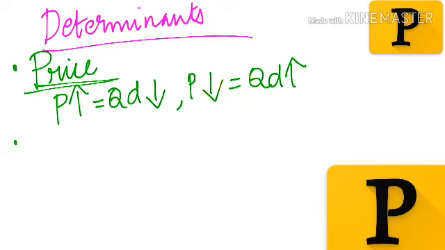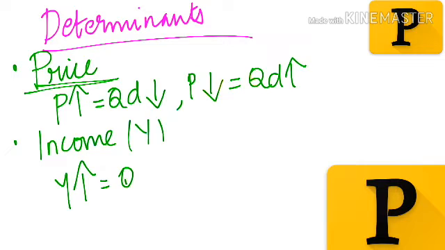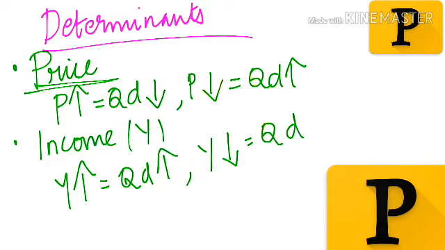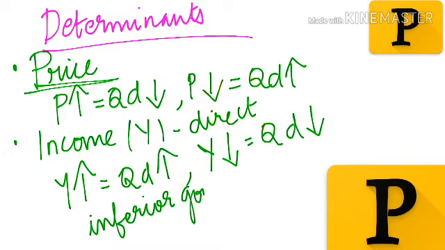The second important determinant of demand is income of a consumer. In economics, we denote income by Y. So, when income of a consumer increases, the quantity demanded also increases. And when income of a consumer comes down, the quantity demanded also comes down. So we can say that there is a direct relationship between income of a consumer and the quantity demanded of a particular commodity.